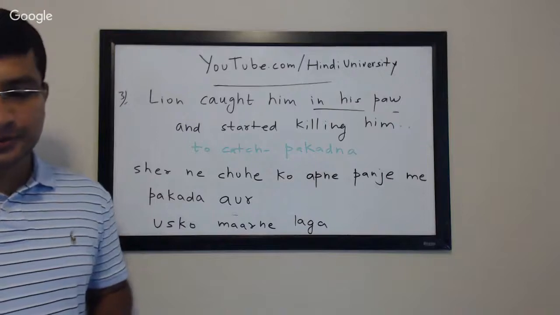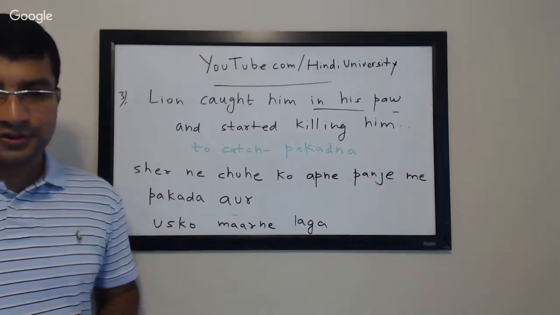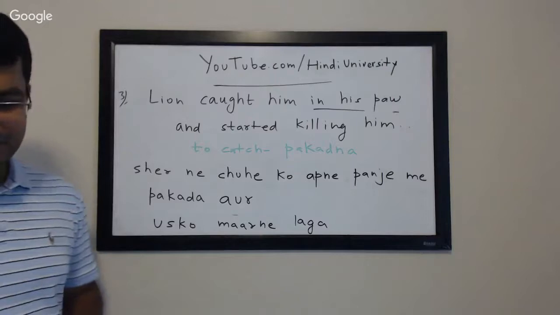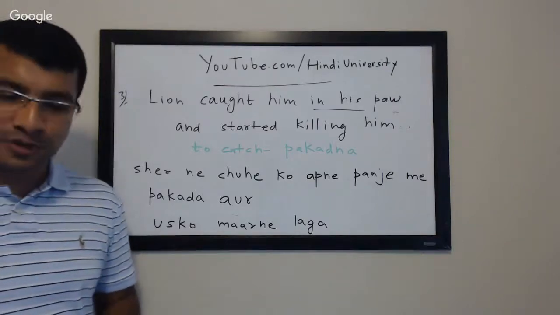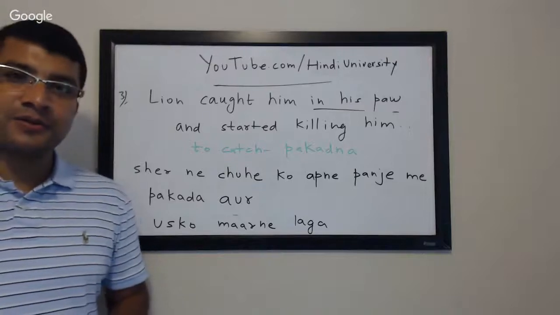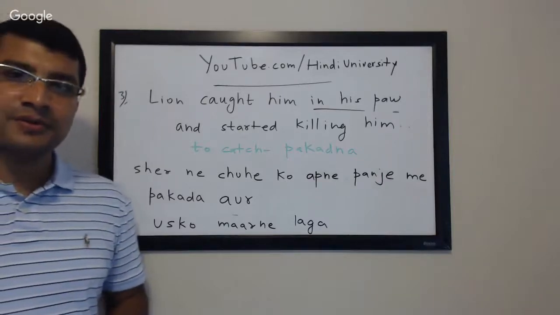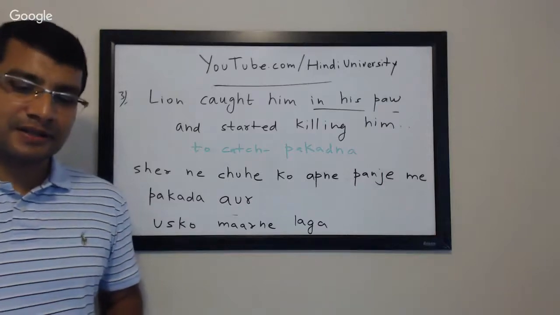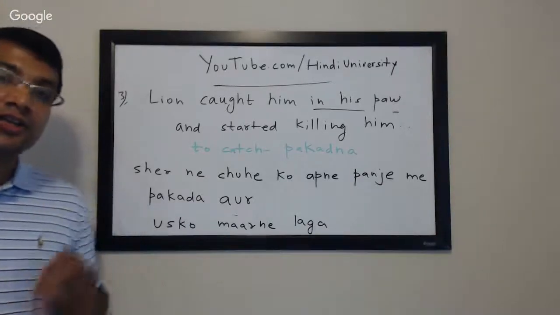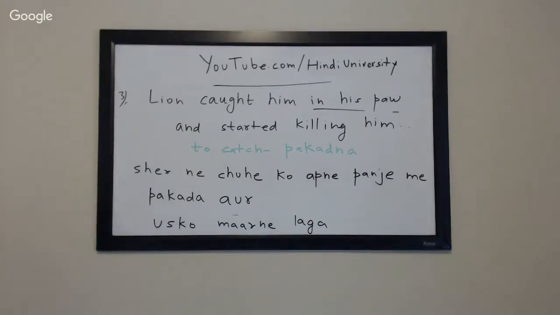क्यों? क्योंकि चूहा ने him. Because the mouse was troubling him. Yes, that's right. So because, kyunki. You want to try it, Chelsea? Kyunki chuha ne sher ko pareshan kiya. That's right. Kyunki chuhe ne sher ko pareshan kiya. Or you can say kyunki chuha शेर को परेशान कर रहा था, because the mouse was troubling. Okay. Good job, guys. Let's keep going.